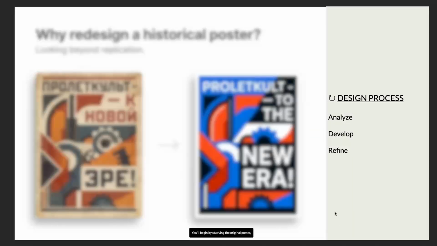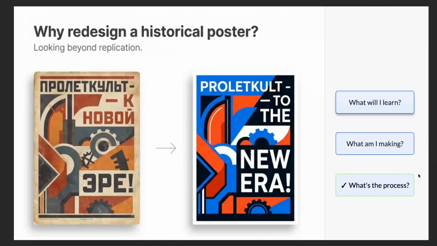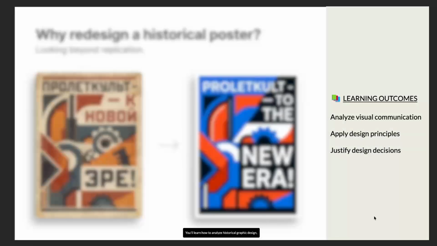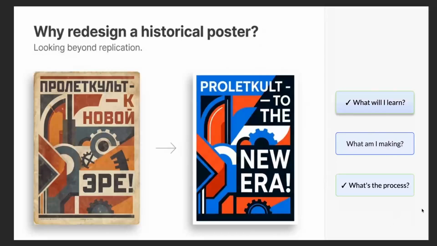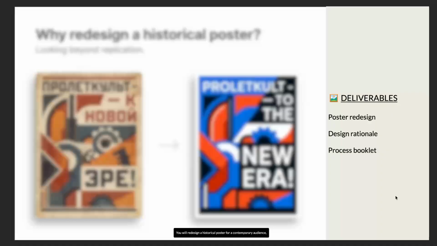You'll begin by studying the original poster, then develop concepts through sketches and roughs before refining your work into a final poster and booklet. You'll learn how to analyze historical graphic design, apply typography and composition principles, and support your design decisions with evidence and intent. You will redesign a historical poster for a contemporary audience, write a short design rationale, and assemble a booklet that documents your process from analysis to final design.